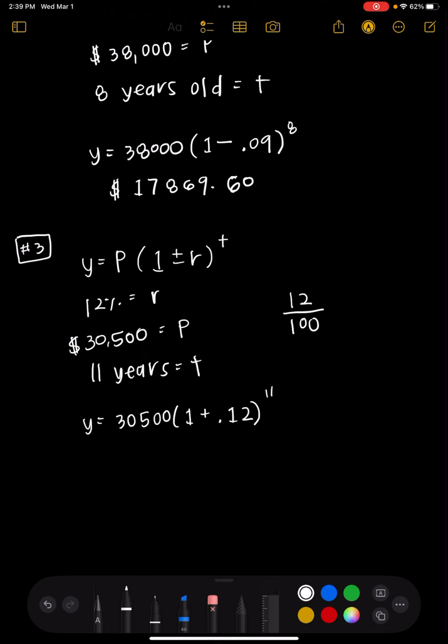So let's plug that into my calculator. And I end up with, let's see, $106,095.77. Sweet.